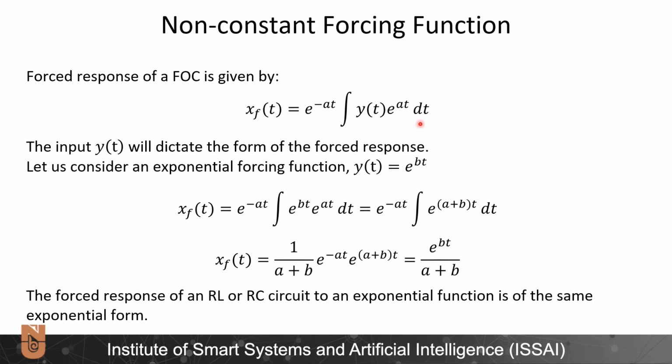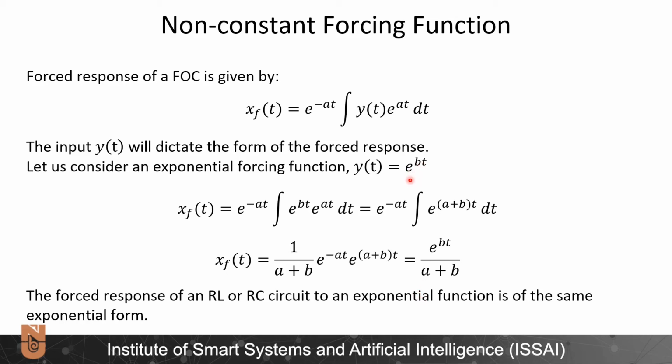The forced response of a first order circuit is given by this expression. Let us assume that our input y(t) is equal to e to the bt, an exponential function. I plug it into that expression and I take my integral, and accordingly the result is 1 over a plus b times e to the minus at times e to the (a plus b)t. However, I can simplify this further by getting rid of the a terms, and the output is e to the bt over a plus b.